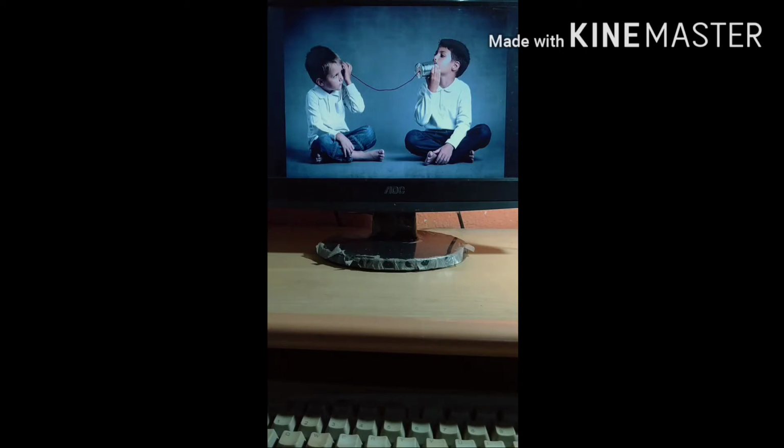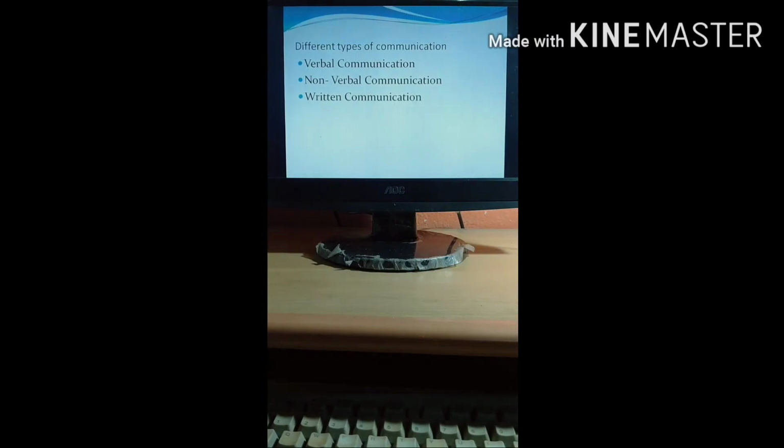If you are saying and the other person is listening, and after listening, if he is giving his consent or his approval that I am listening to you, it means the communication is happening. If you are communicating alone and nobody is giving you feedback, that cannot be called communication. Moving to the next slide.